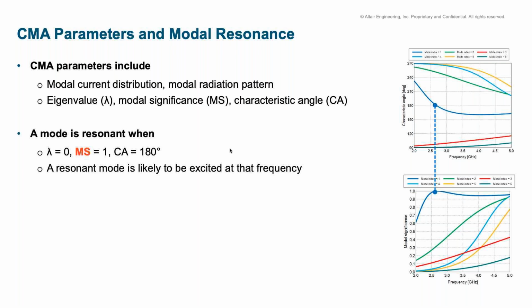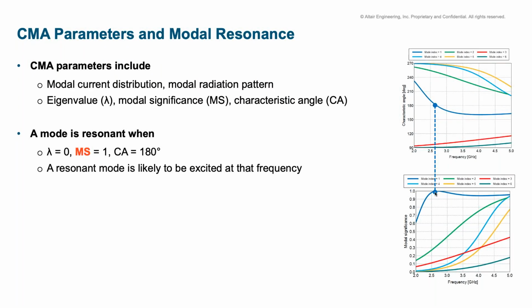So very often when we are working with CMA, we are interested to know when a mode is resonant. And this is defined by either the eigenvalue equal to 0, the modal significance equal to 1, or the characteristic angle equal to 180 degrees. So if we look at the graphs on the right here, we can see, for example, mode 1, which is this blue curve, would be resonant at the crossing of 180 degrees for the characteristic angle, or when the modal significance is equal to 1. So that is about 2.6 gigahertz.